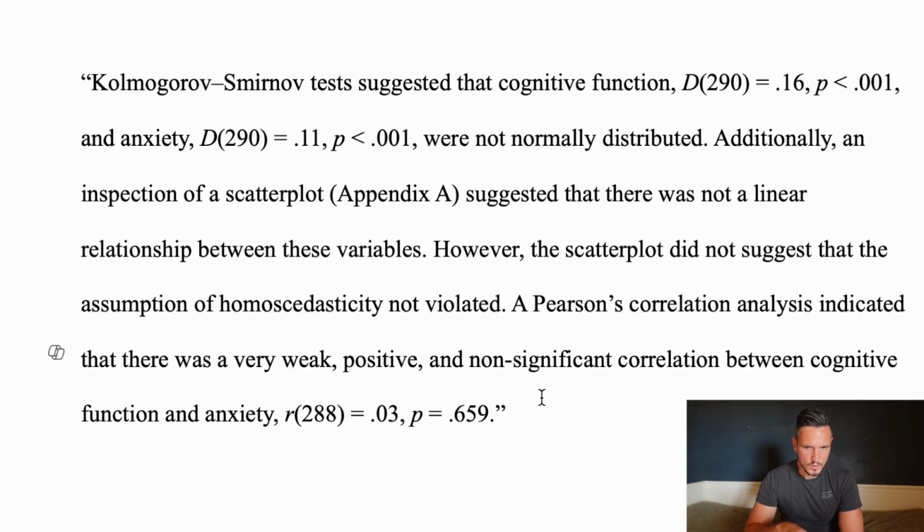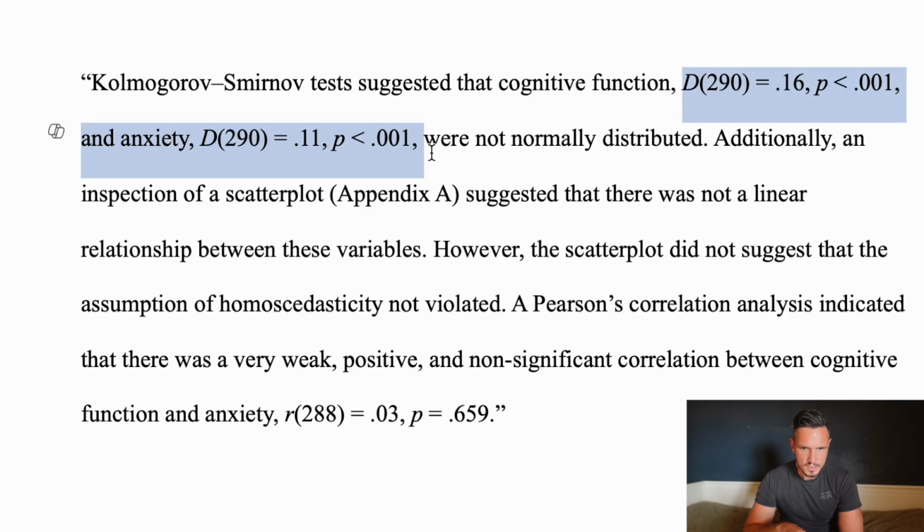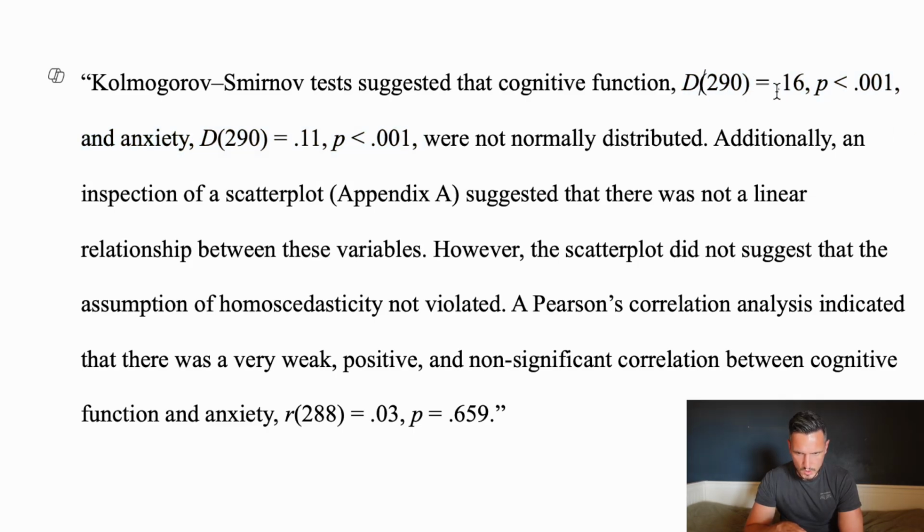So I have this example here, and I've started off just by referring to the results of that normality test that we did. So the Kolmogorov-Smirnov tests suggested that cognitive function and anxiety were not normally distributed. And then we have these stats. So let's take a look at where those come from. So we've got D equals 0.16.